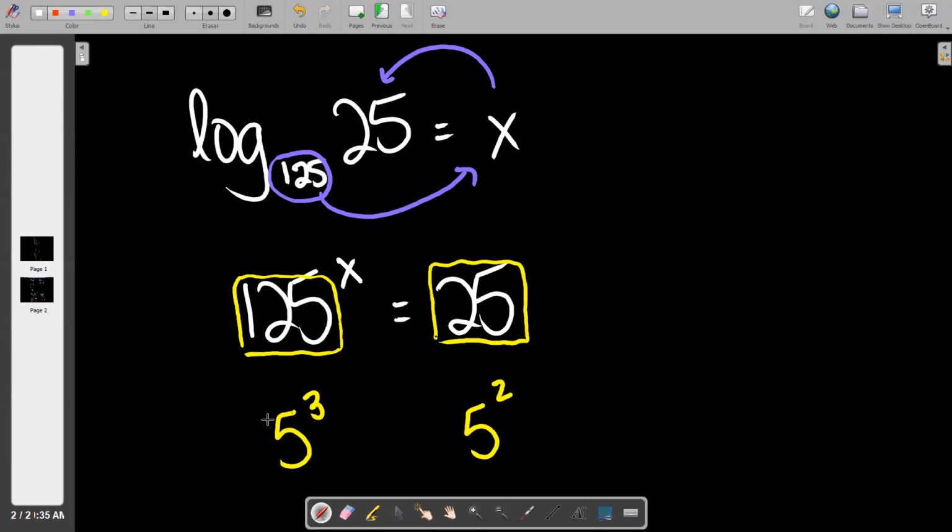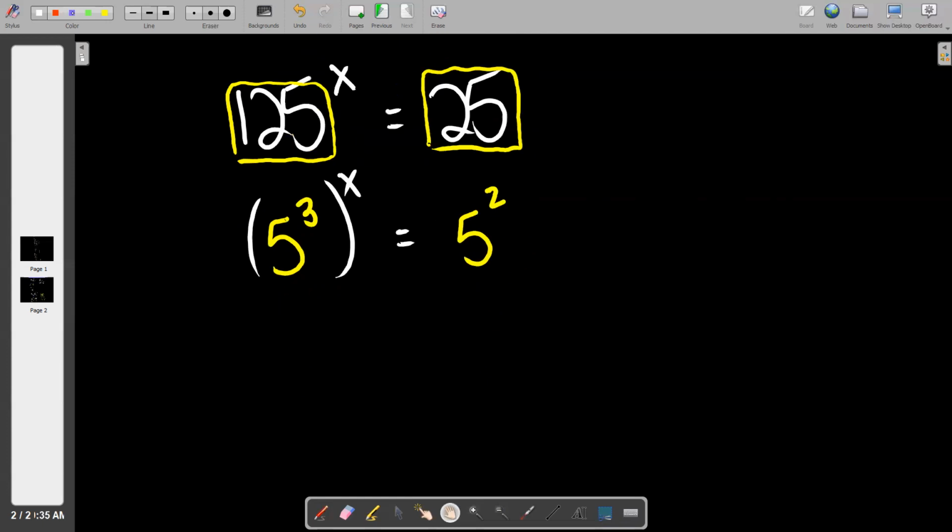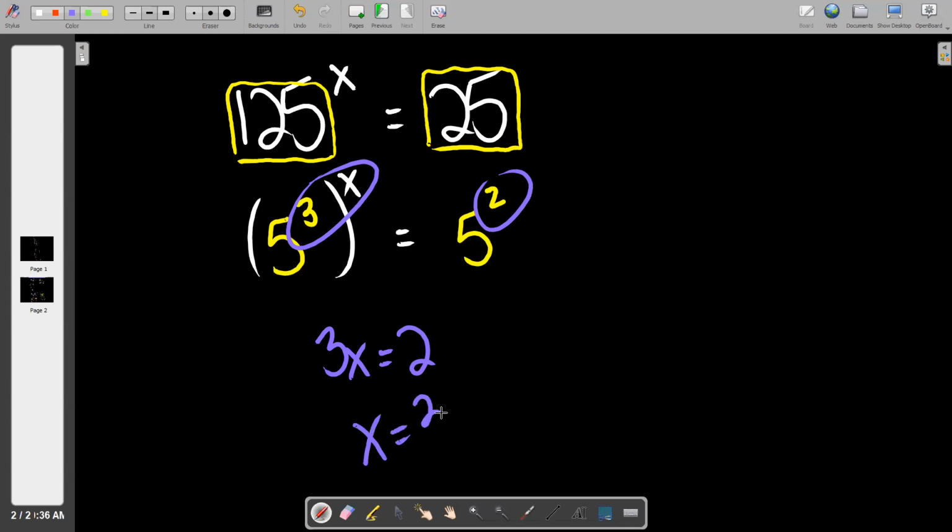So I take my 5 to the 3rd, just give it its old exponent back. And if 5 to the power of 3x equals 5 to the power of 2, what is true? 3x has to equal 2. If the bases are equivalent with exponents, the exponents have to be equivalent. And then I divide and I get x equals 2/3. Is that clicking? Fantastic.